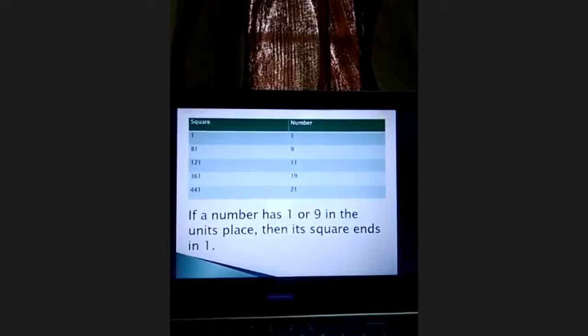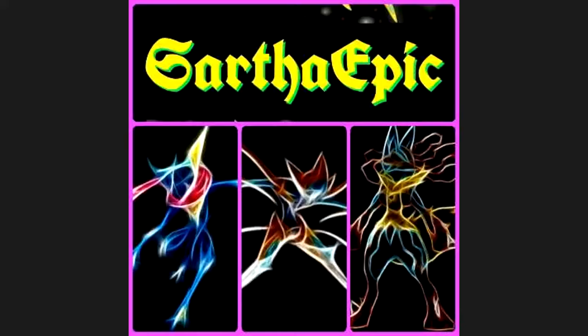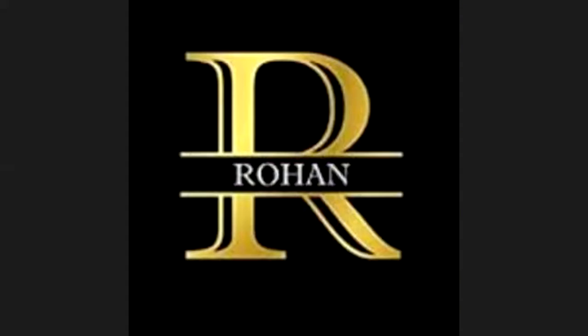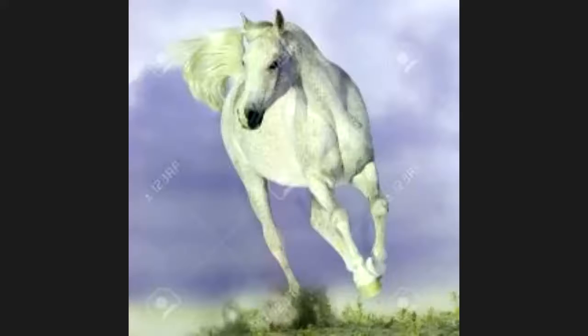Who will read it once again? Kindly read this statement. If a number has 1 or 9 in the units place, then its square ends in 1.